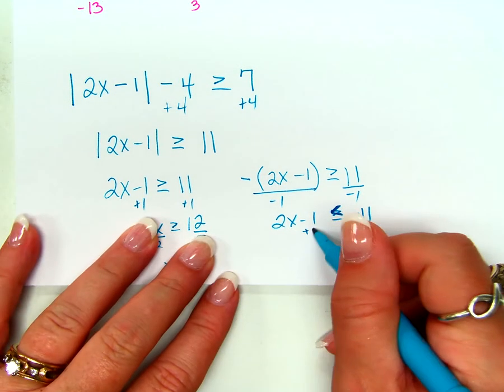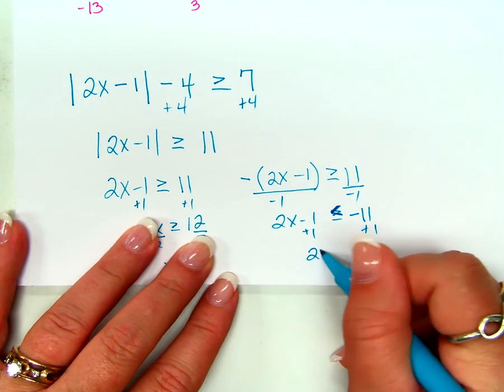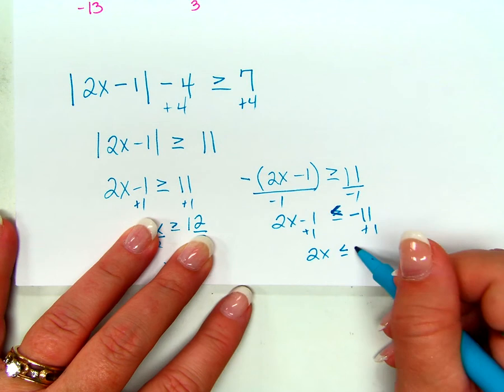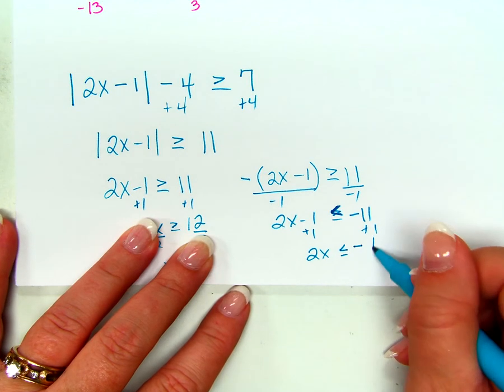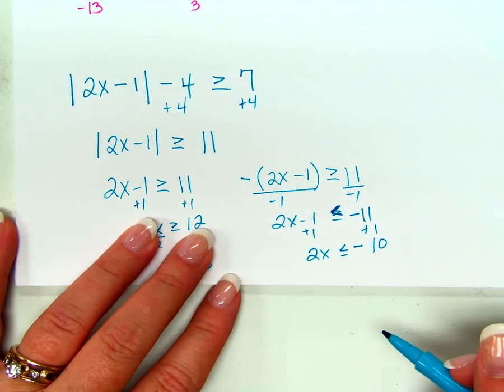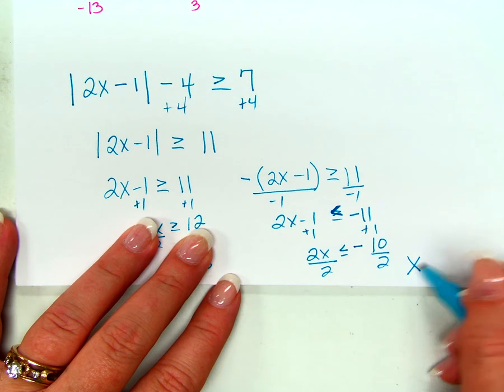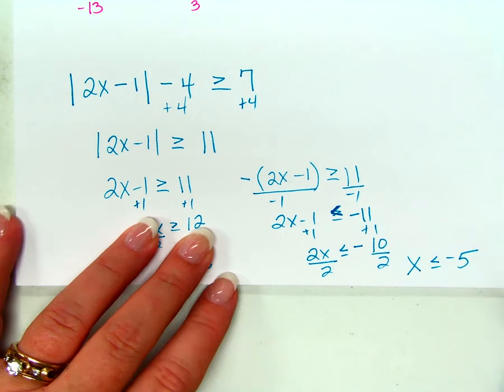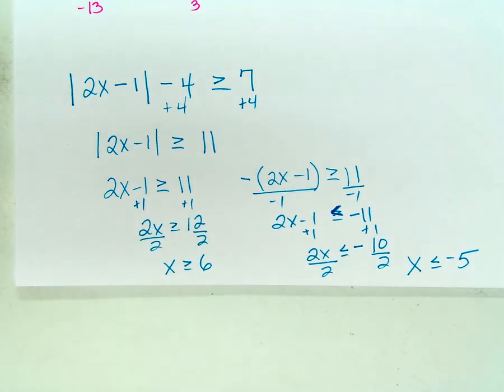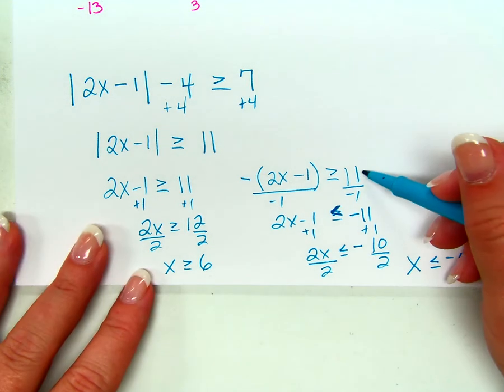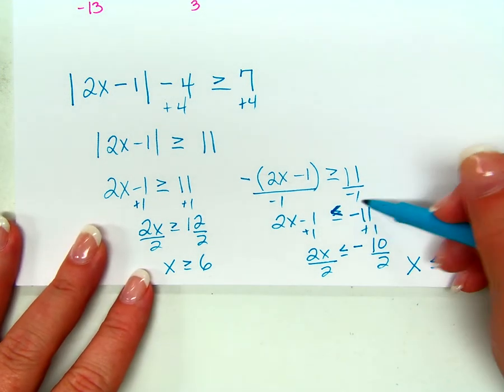All right. Add 1. Add 1. 2x is less than or equal to negative 10. And when I divide both sides by 2, I get x is less than or equal to negative 5. Is it a negative rather than a positive? Yes. This was just an 11. 11 divided by negative 1 is a negative.